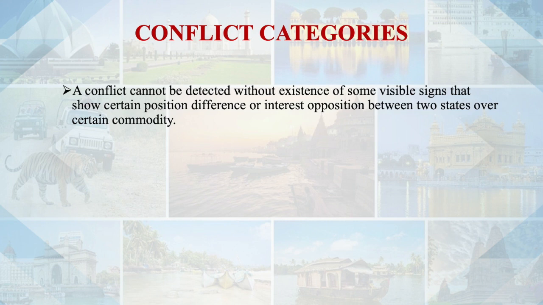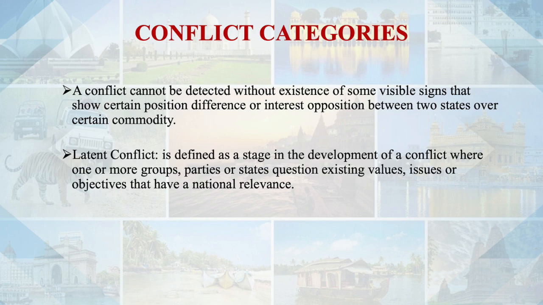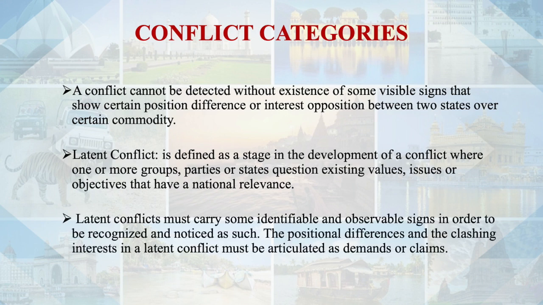Also coming under non-violent conflict is latent conflict. What is latent conflict? It is defined as a stage, a kind of development of a conflict situation, when one or more groups or all parties, all states, question existing values, issues, objectives that have a national relevance. Then it is known as a latent conflict. Latent conflicts must carry some identifiable and observable signs in order to be recognized and noticed as such.